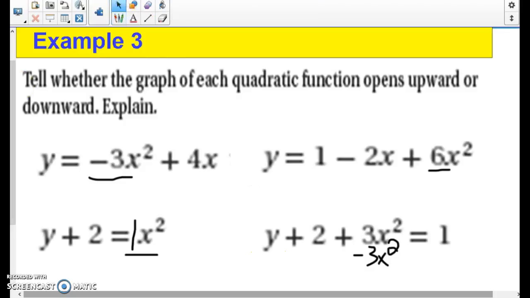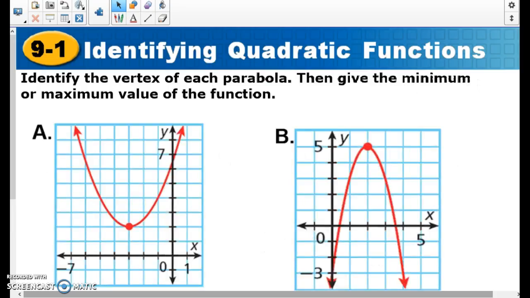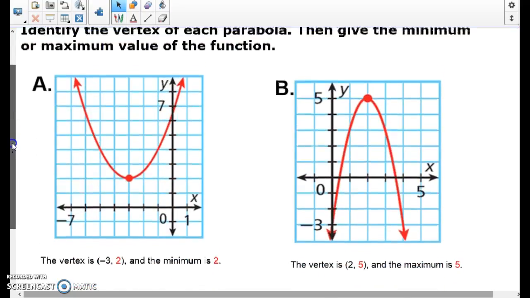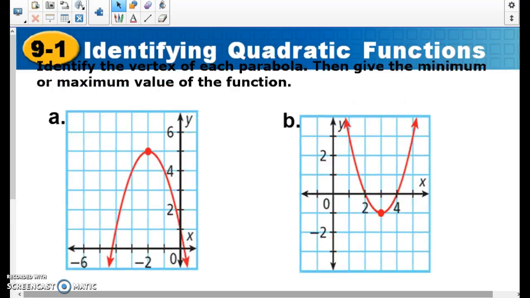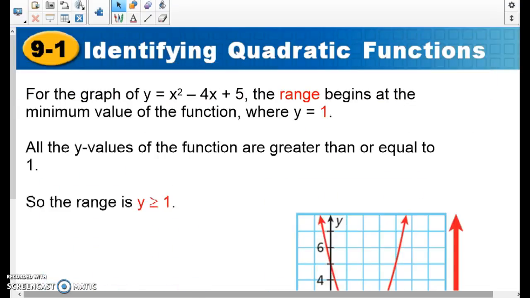Okay, so a couple different parts here. Identifying the minimum and the vertex. So like we talked about earlier, the minimum is going to be that lowest point. So the lowest point here is a +2, and then that vertex is -3, 2. Highest point here is 5, vertex is 2, 5. So kind of looking at different problems like that to determine the minimum and the maximum.